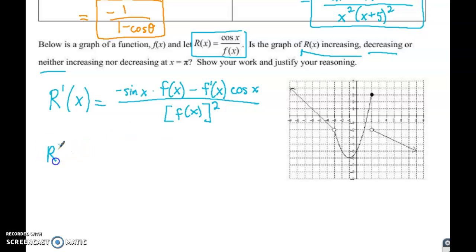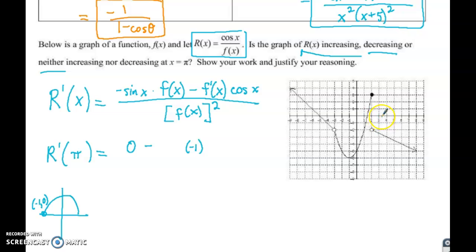So now as we look at r prime of pi, remember that's about 3.14 on the unit circle. Pi over here is at -1, 0. So that means sine of pi is 0, so I don't care what f of x is. It's going to be 0 minus, well, cosine of pi is -1. I better figure out what the derivative is at pi.